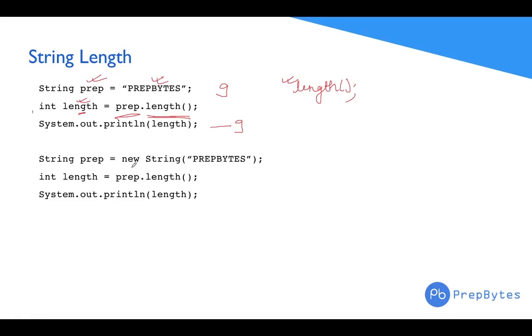Now, this is one way I have created the string. This is another way I create a string. Again, to get the length of this particular string, we use the prep object and call the length method. When we print this, we get 9 as the output. So I'll repeat, length is used to calculate the length of the string.